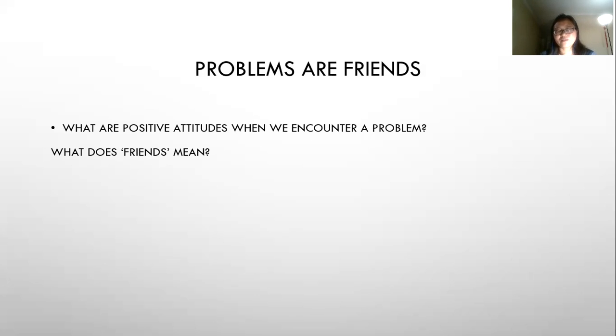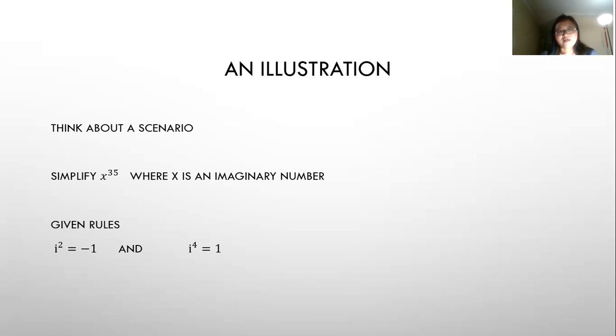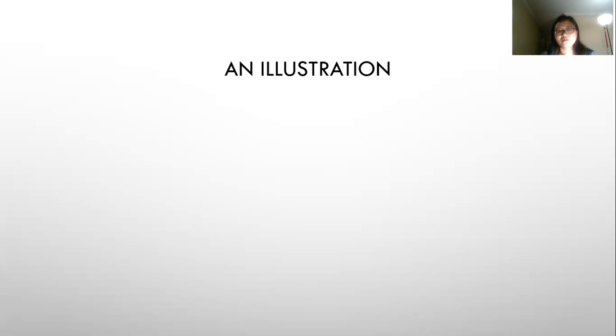Here, I want to illustrate an example to help you better understand this point. This example is selected from a calculus topic about the power of imaginary numbers. It asks to simplify i to the 35th power. We use the rules i squared equals -1 and i to the fourth power equals 1. Now, what kind of problems could you have from this question?